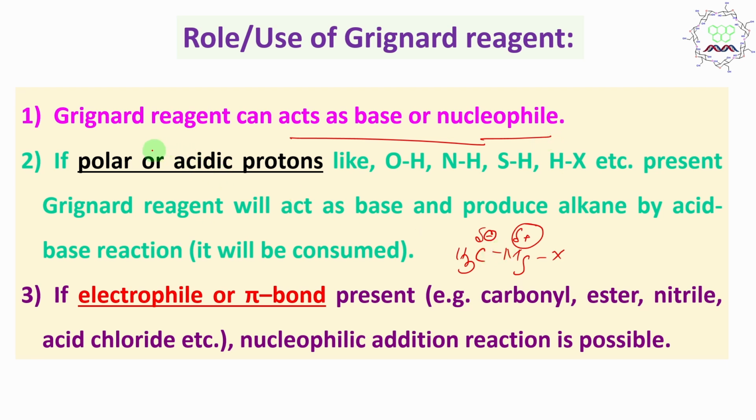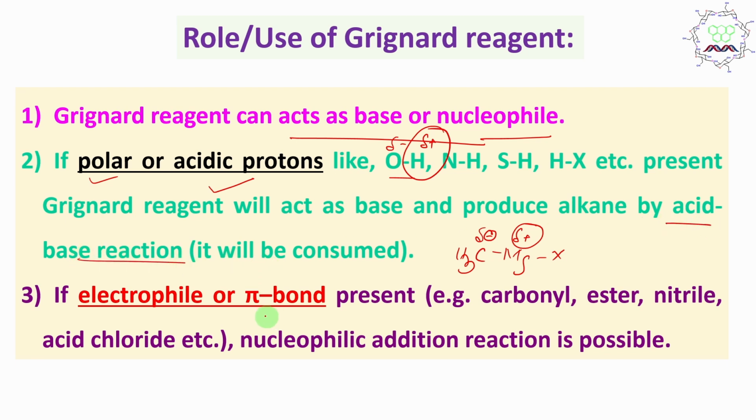Now, if you allow it to react with polar or acidic proton containing groups like OH, NH, etc., then this delta plus hydrogen can react with this delta minus carbon and it can produce alkane. Okay, so this is nothing but an acid-base reaction.